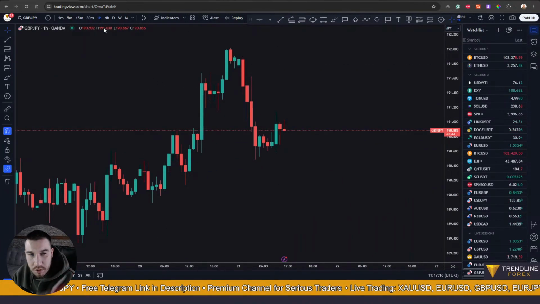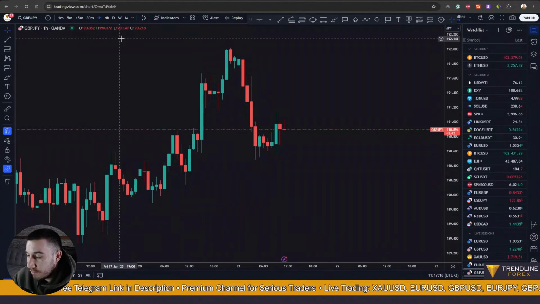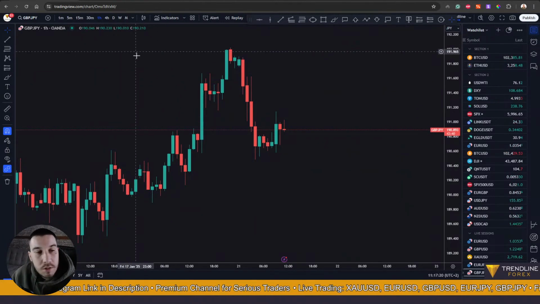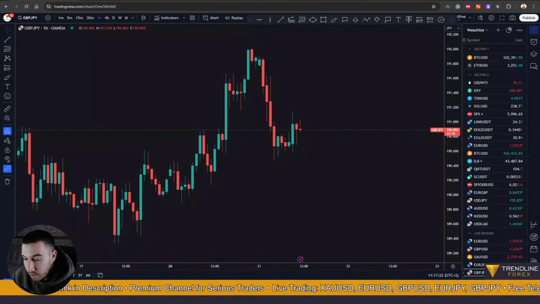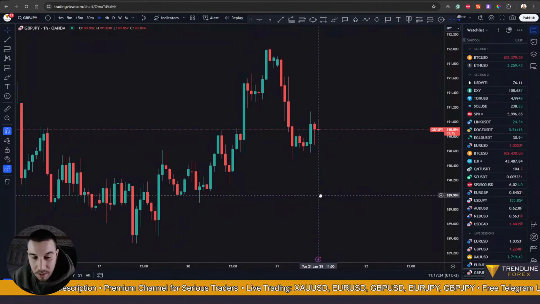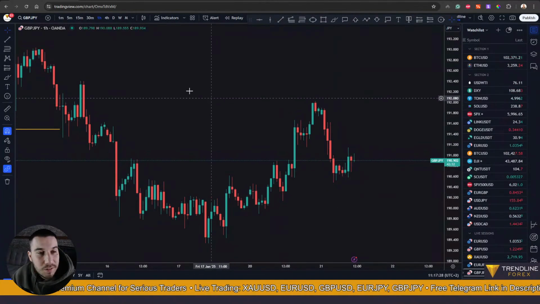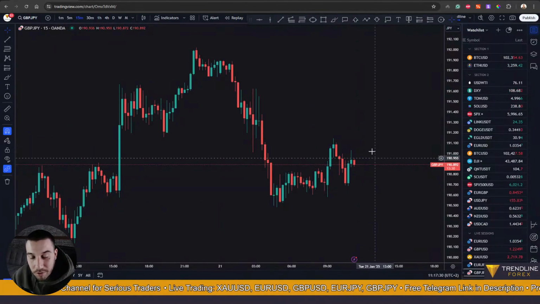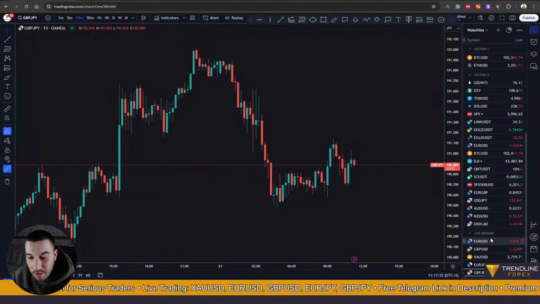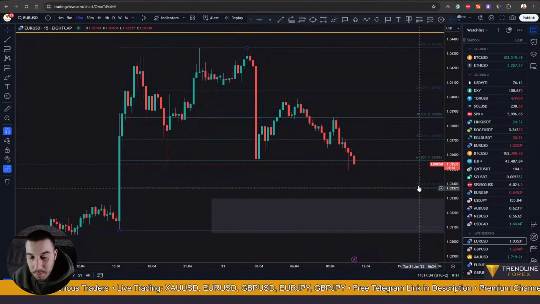This is all quite risky, by the way, because I'm looking at the lower time frames, as you can see. So do not take this as a trading signal. I'm just thinking out loud on my mic. So that's all. I'm not saying you should enter a trade here or there. Just sharing my ideas, my view of the market.